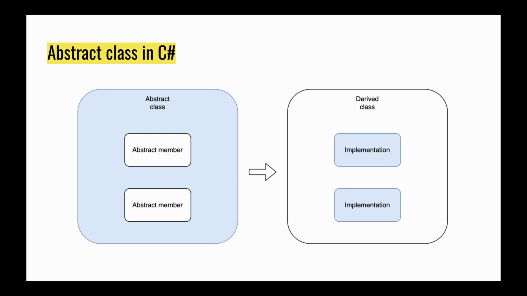Abstract class. An abstract class is a class that is declared with the abstract modifier. If we define a class with an abstract modifier, then that class is only meant to be used as a base class for other classes. An abstract class cannot create instances, and it can contain both abstract and non-abstract members. A class that is derived from an abstract class must implement all inherited abstract members.